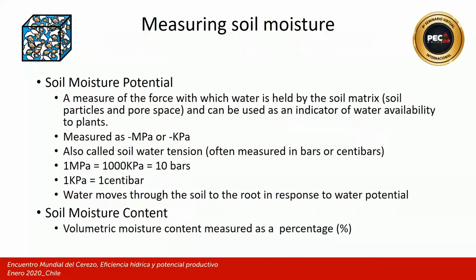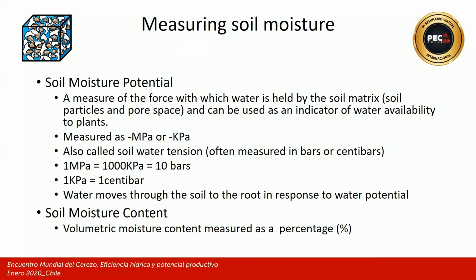There are two types of soil moisture monitoring used in irrigation management: soil moisture potential and soil moisture content. I described water potential earlier. Soil water potential is a measure of the force with which water is held by the soil particles and in the pores. It is used to define which soil water is available to plants. It is measured as negative megapascals or kilopascals.